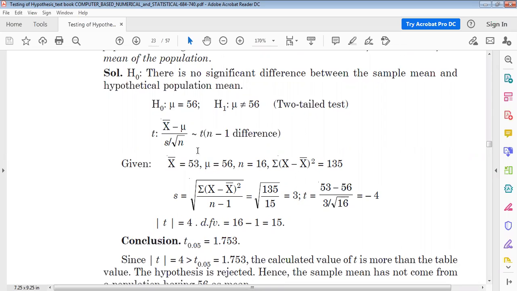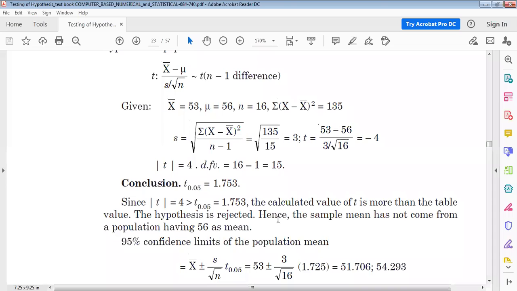So t we can calculate using this. This is actually minus 4, so the absolute value of t equals 4. The degrees of freedom is n minus 1, and n is 16, so 16 minus 1 equals 15. So at 5% significance, the table value equals 1.753. Where did we get this from? Actually from the table of Student's t distribution.